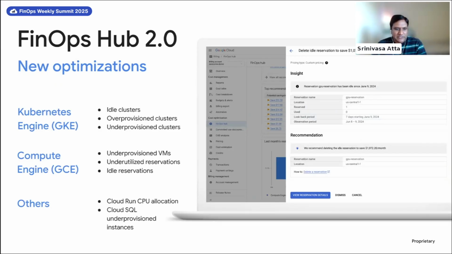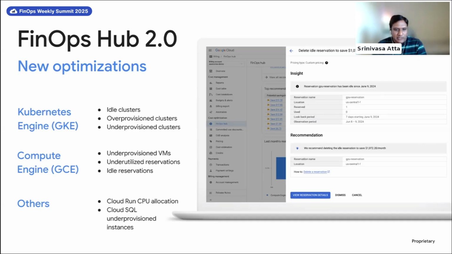And now let's look at specific new optimizations with respect to some products like GKE, GCE, and others. For Kubernetes Engine, we are tackling areas like identifying idle clusters, overprovisioned clusters for right sizing, and flagging underprovisioned clusters for performance risks, etc.